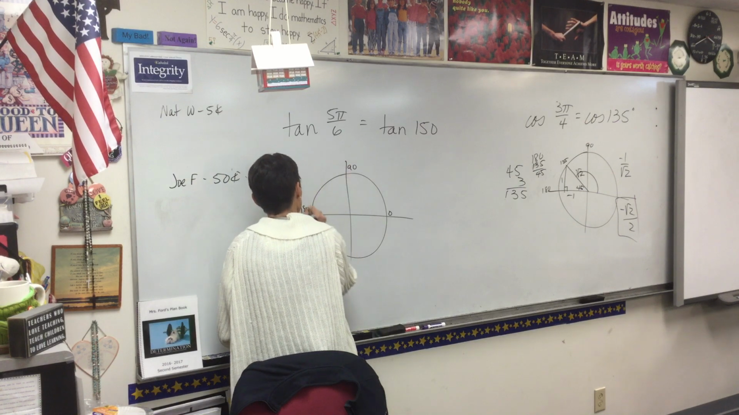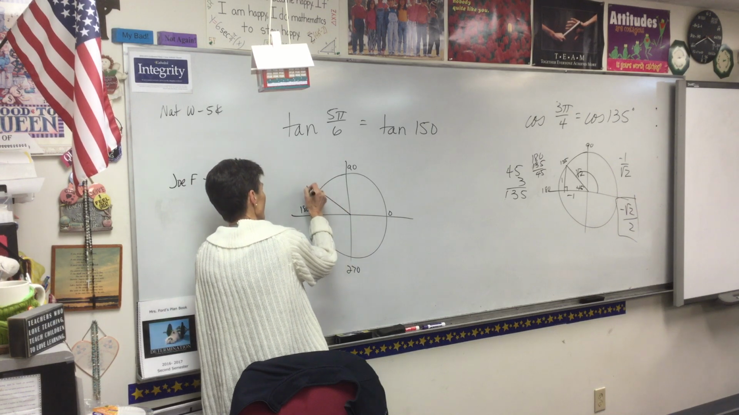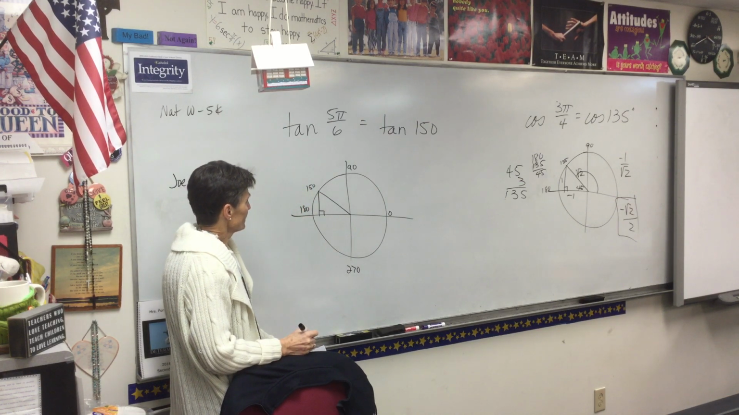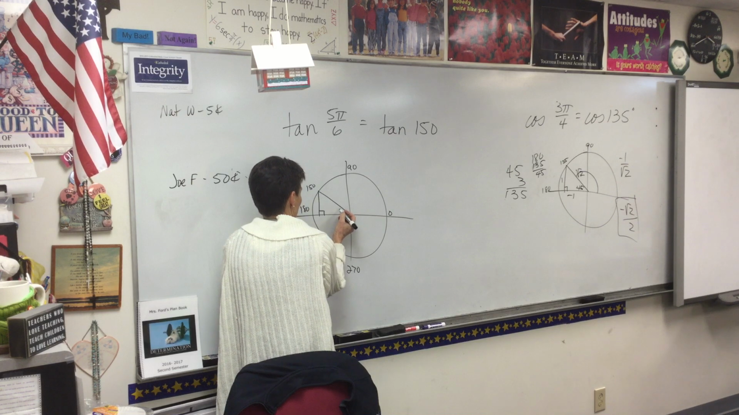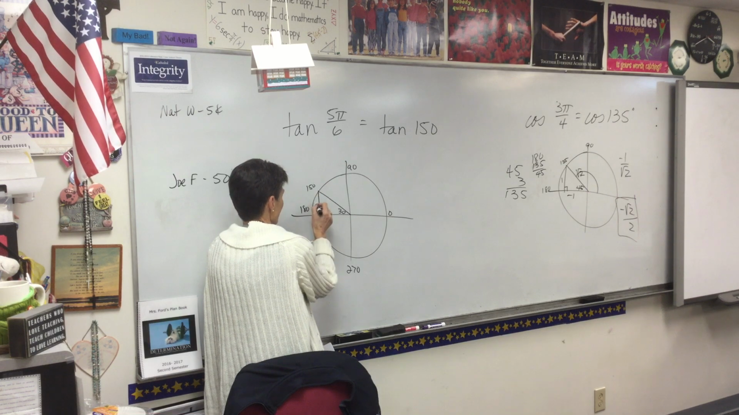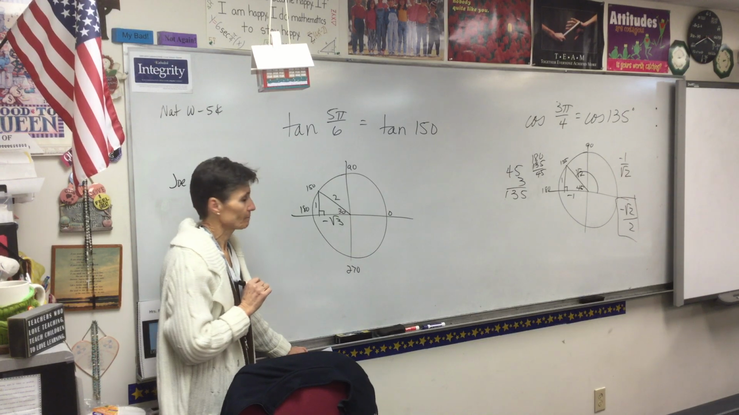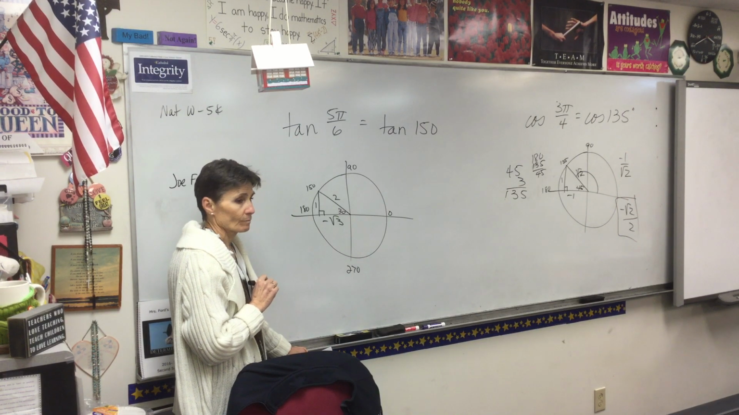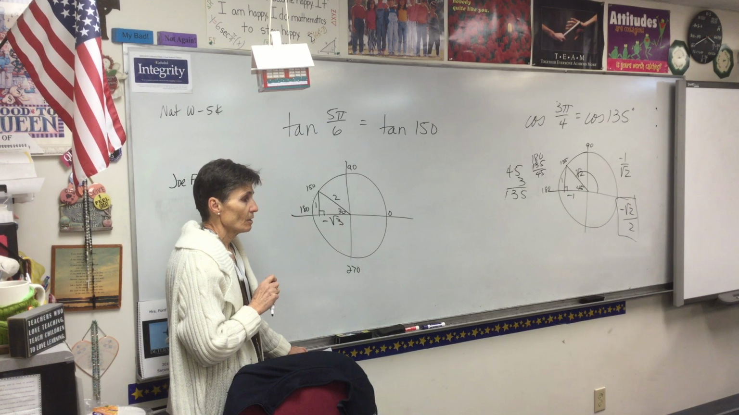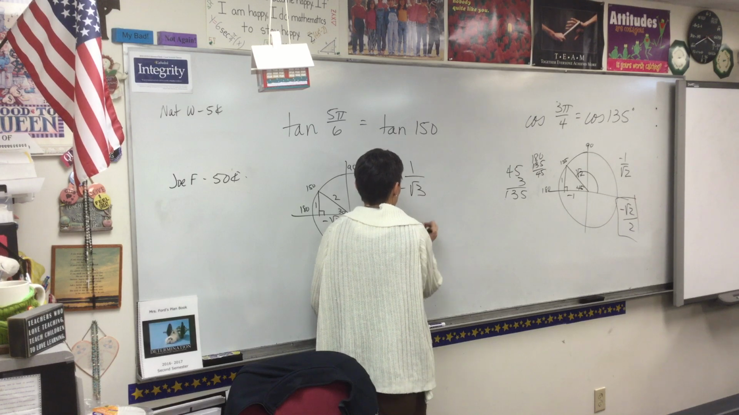Regular measuring system, we only use that other one if we're doing directions. So 150 is again over here in quadrant 2. How big is my reference angle this time? 180 minus 150, so it's 30. 1, 2, root 3. Negative on the root 3. Tangent. What's tangent? Opposite over adjacent or y over x. So it's 1 over negative root 3 or negative root 3 over.